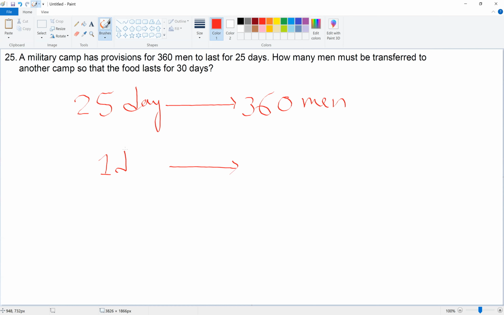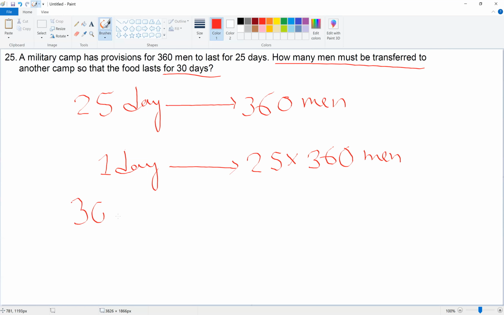So if I am to finish all the food in 1 day, do I need more men or less? More. So I have 360 people eating food for 25 days. If I have only 1 person, will they finish it all in 1 day, or more days? More days. This is the part everybody has to understand and think about before you write. And then how many people do I need so that it lasts 30 days?